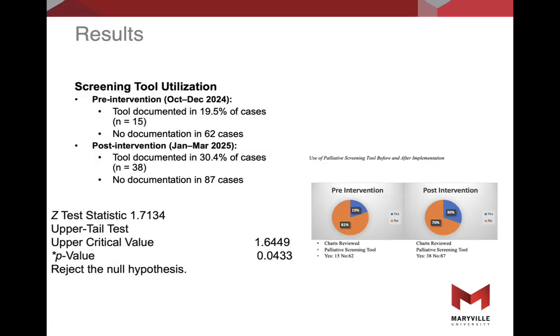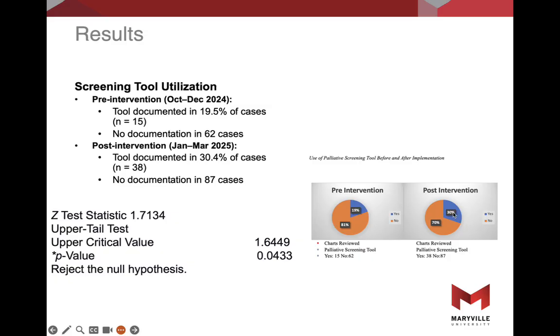Here are my results. Starting with the screening tool, I have here below the charts that were reviewed pre-intervention. We saw only 15 here at the bottom. Only 15 of the charts were reviewed pre-intervention, but post-intervention we got about 62. So as we saw, from 9% to 81%, that's a huge number.